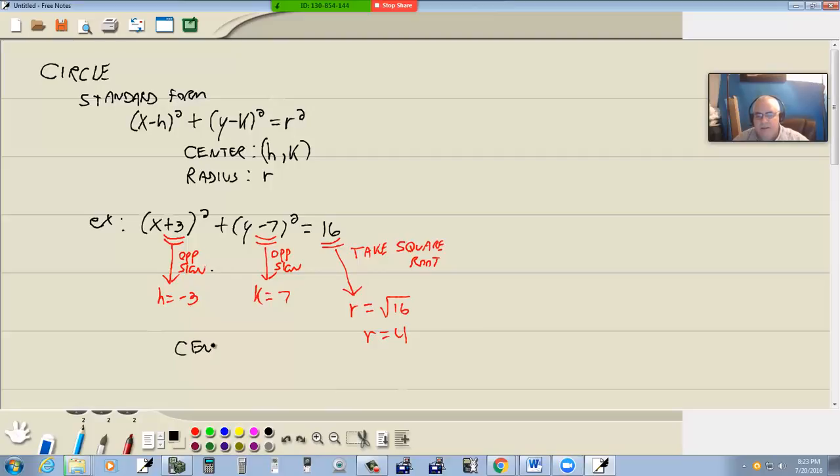So now that we've identified our h, k, and r, our center is going to be h and k, which is (-3, 7). And our radius will be r, which is 4.